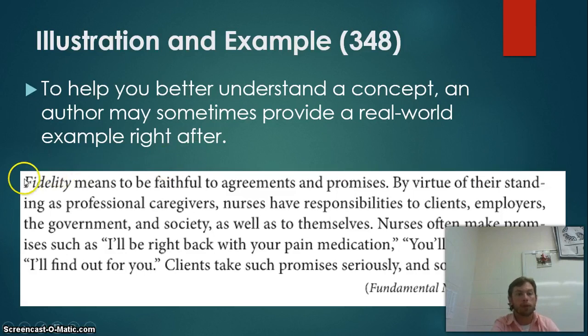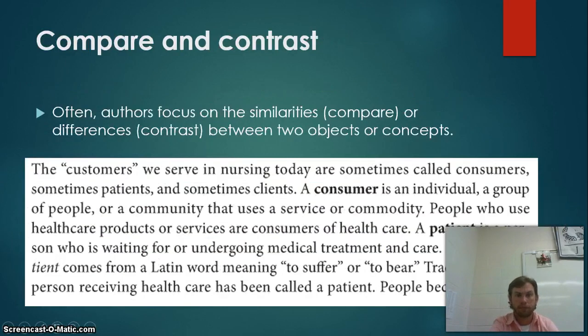Okay, now the important term here is italicized. It's fidelity, and that one's defined right there for you. But then there are examples and illustrations of fidelity thereafter, and hopefully you identified promises that nurses might make, like I'll be back with your pain medication, you'll be all right, or I'll find out for you. In this case, those are all examples of the illustration of fidelity. Anytime you're reading and there's a term that's explained or defined and then there are real-world examples given to you, that follows this illustration example model.